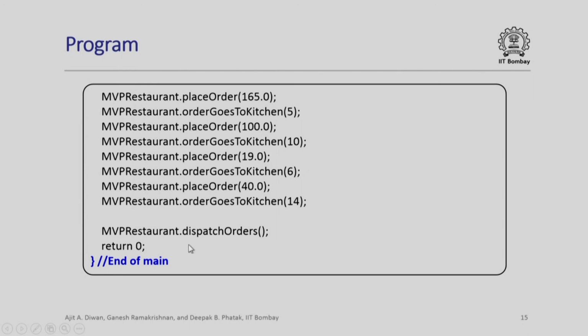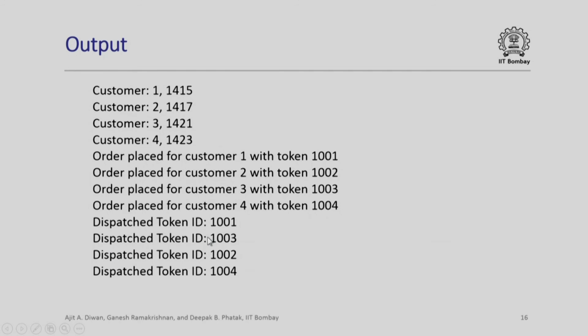Next, we simply invoke dispatch orders. You will recall that this function of dispatch orders actually sorts the kitchen array on the field of preparation time, and therefore dispatches will happen in the order in which the orders are prepared. That is it. Here is the sample output. If you execute this entire program, which is given as a separate file so you can run it, it will show customers 1, 2, 3, 4 arrive like this, order placed for customer with token number this, etc. Dispatch token ID. So, the dispatch queue is fulfilled, and this is fulfilled in the order in which the orders are prepared in the kitchen.